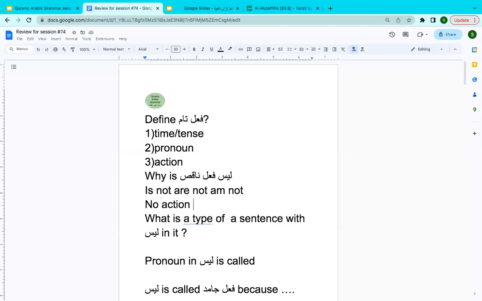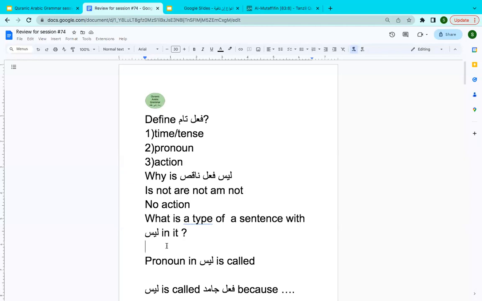If I tell you we treat the sentences containing Laysa as Jumla Ismiya, will there be any objection to that by my class? Does any student have an objection? Why, my dear sisters? I understand that now you know, because we have learned it, but can you explain why we are going to treat it as Jumla Ismiya? Because the absence of an action will justify sentences that are negated by Laysa being treated as Jumla Ismiya. Everyone understood this so far?